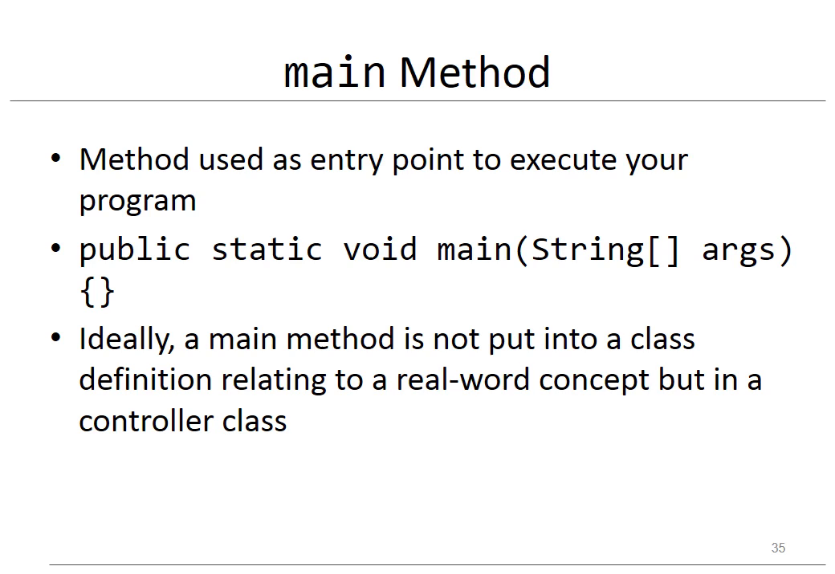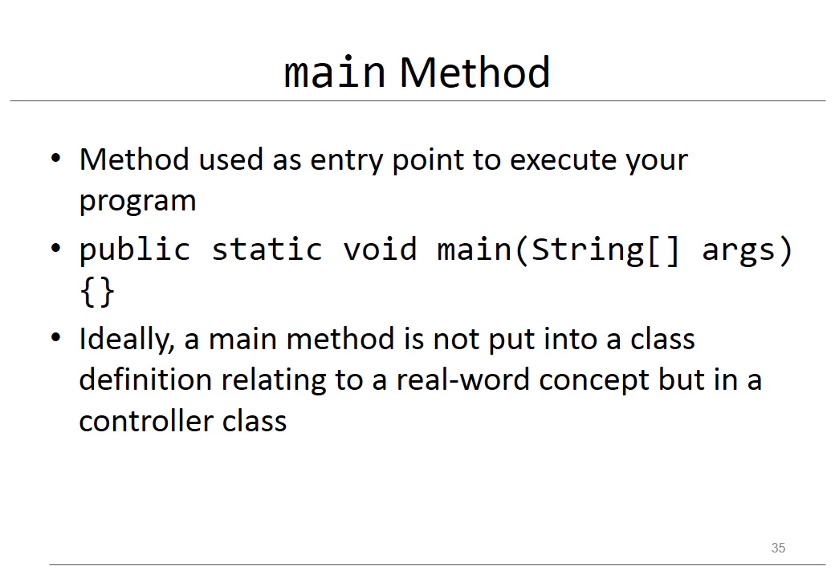We already explained the functioning of the main method a few times. Remember, it's the entry point to execute your program. It is always defined as public static void main String args. Do you think the main method is an instance or class method? It's a class method since it is defined using the keyword static.